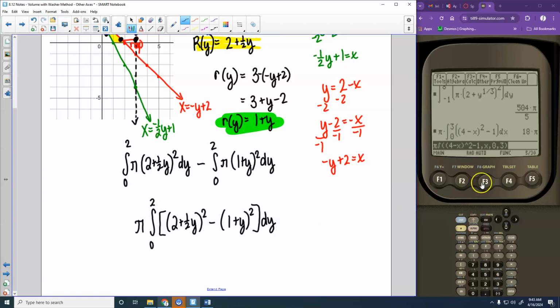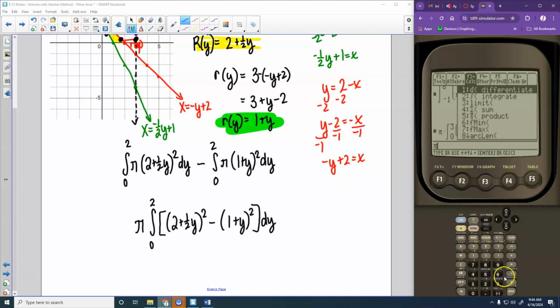And let's use our calculator for that. So pi integral of 2 plus 1/2 y squared minus 1 plus y squared, comma, y, comma, 0, comma, 2.